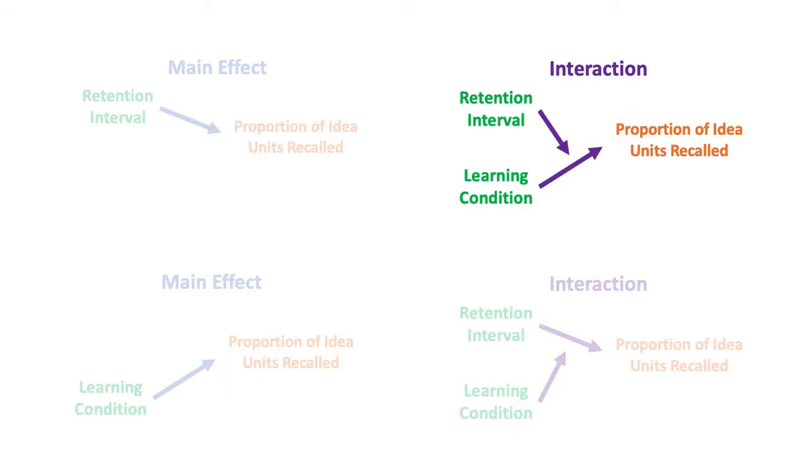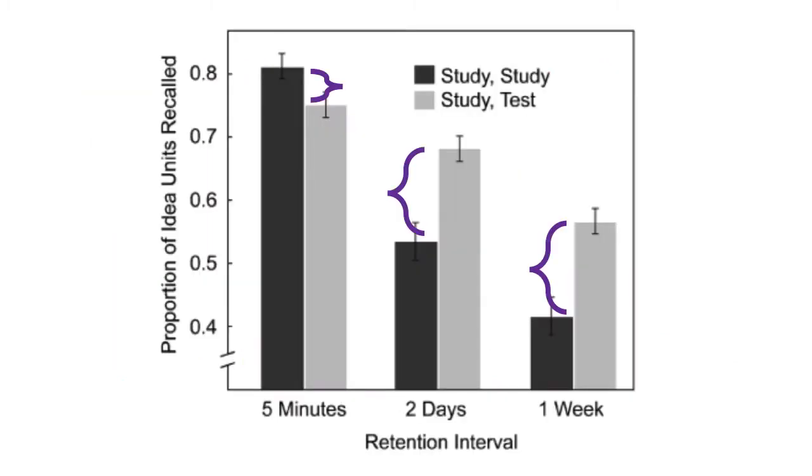Next, let's consider the interactions. Does the difference between learning conditions change depending on the retention interval? Looking at the graph, we can see that the size of the difference between the learning conditions is different based on the retention interval. For example, the difference between learning conditions after a 5-minute interval is small and favors the study condition. In contrast, after 1 week, the difference between learning conditions is large and favors the study test condition. It looks like the effect of learning condition on recall performance reverses over time, meaning that there is an interaction between learning condition and retention interval.